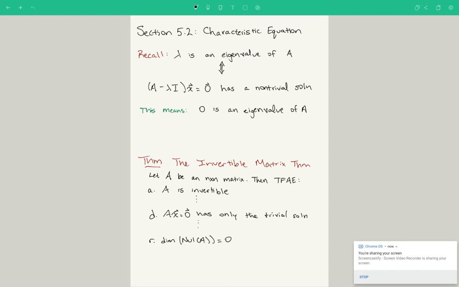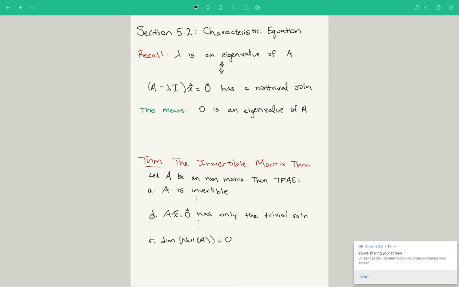Before, we were given a specific number and we wanted to check if it was an eigenvalue. Now we're going to just find the eigenvalues from scratch. Let's recall something that we saw in our last video, which is that lambda is an eigenvalue of A if and only if we have this special factored form: (A minus lambda I) times x equals 0. If that has a non-trivial solution, then lambda is an eigenvalue of A.